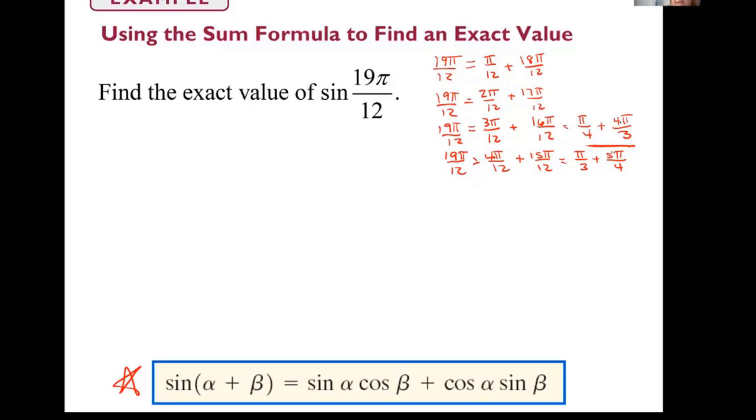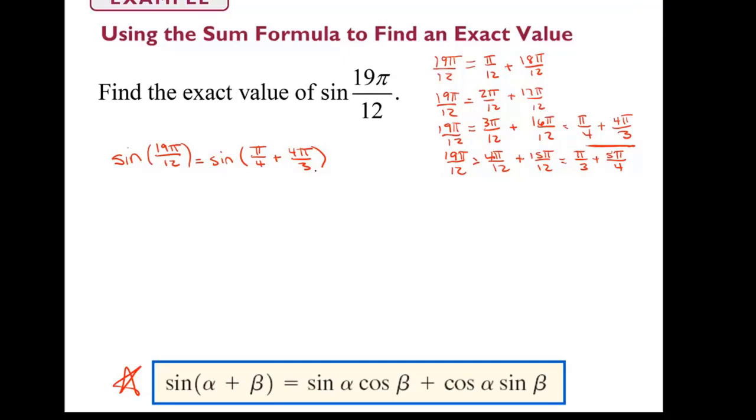But when I get into this next line, I can reduce that. I can reduce the next line, and there may be more if I keep going. But I don't need to keep going. I just want to find one set of values that work for me, right? So I can say that the sine of 19 pi over 12 is the same as the sine of, I'll use the first one, pi over 4 plus 4 pi over 3. Does that make sense to everybody how I got this?